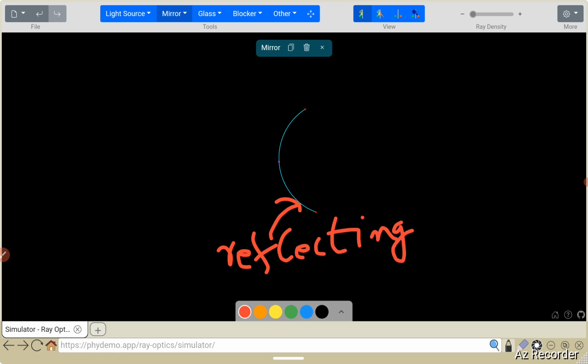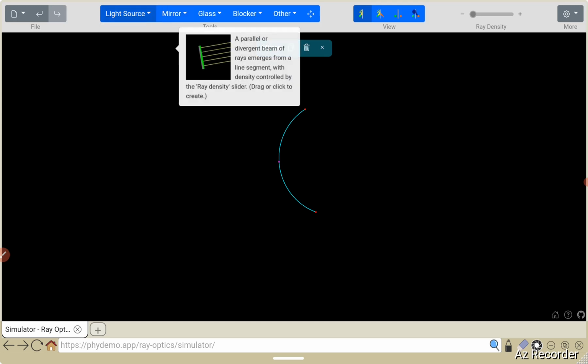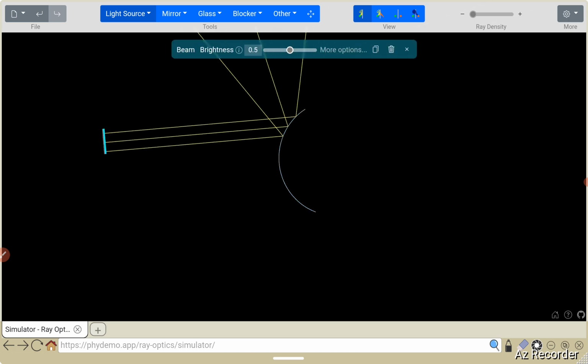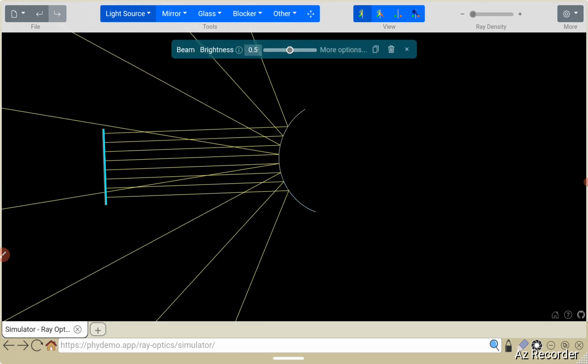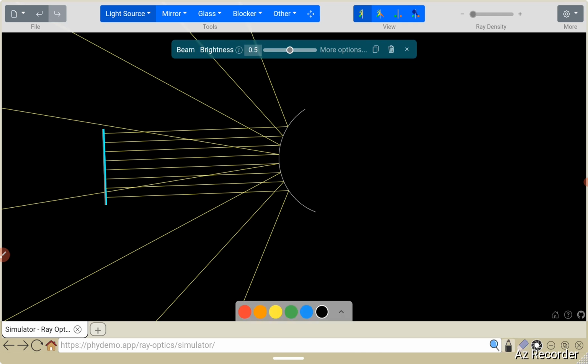Now, what this reflecting surface does when a parallel beam of light falls on it, we will see. Okay, I'm taking again a parallel beam of light falling on the convex mirror. Observe here, you can see incident rays and reflected rays. These are the incident rays, correct? And these are the reflected rays.